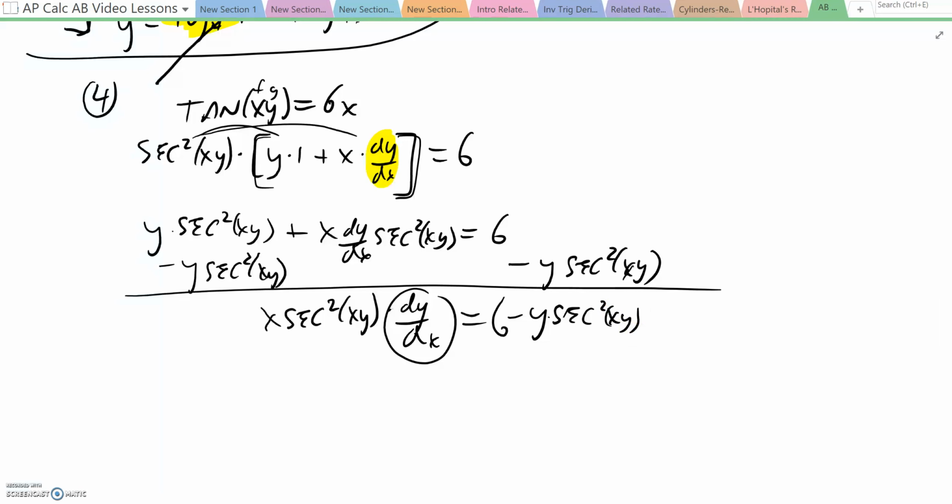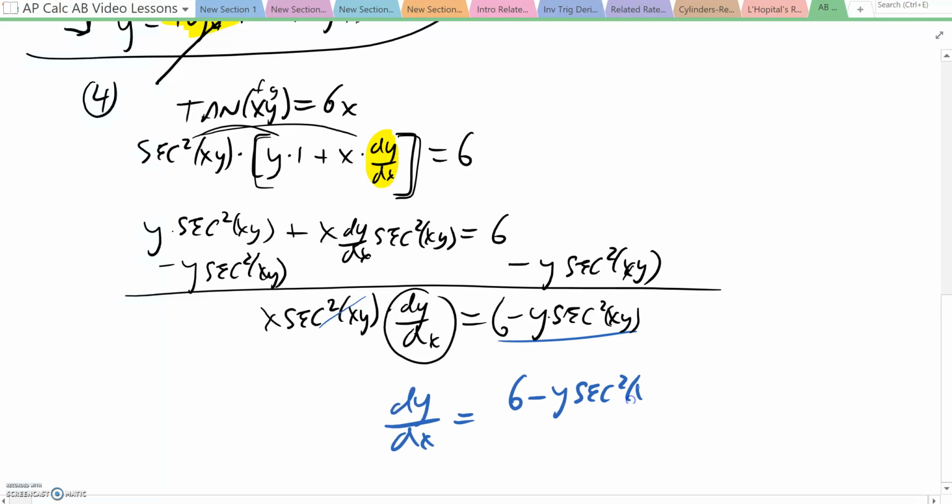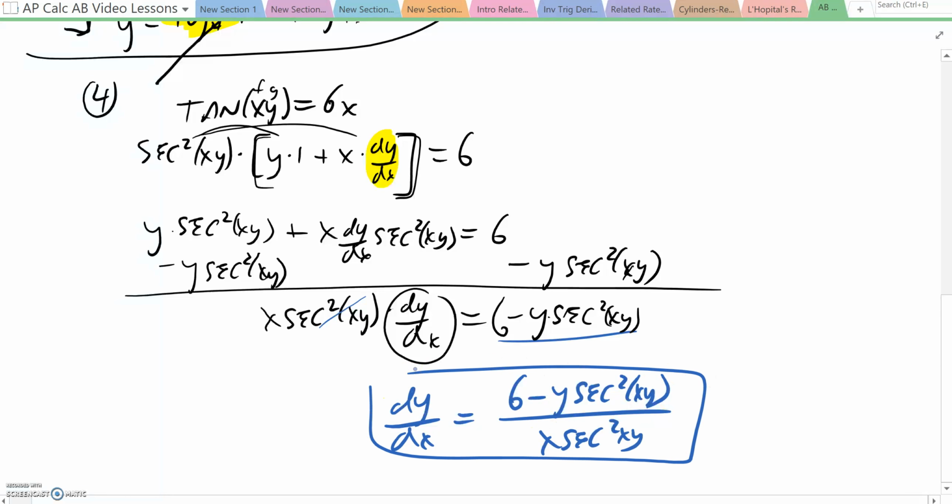All right, so next step would be to just divide by this guy, and it'll pop up on the other side. So we'll get dy dx equals 6 minus y secant squared of xy, and then just divided by x secant squared xy. And that's a great final answer right there.